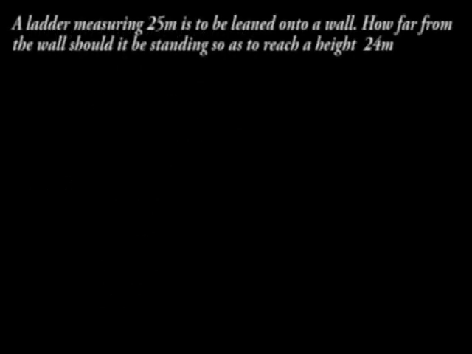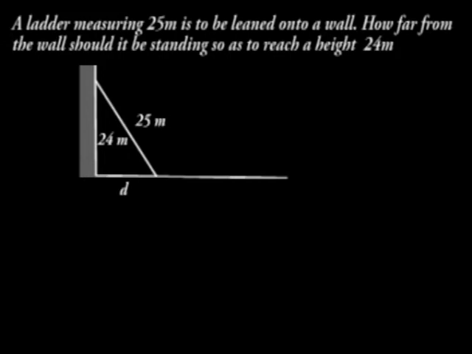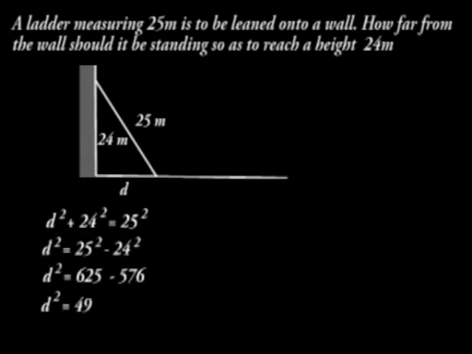Example 2. A ladder measuring 25 centimeters is to be leaned onto a wall. How far from the wall should it be placed so as to reach a height of 24 meters? This information can be represented as below. D squared plus 24 squared is equal to 25 squared. D squared is 49. D is 7 meters.